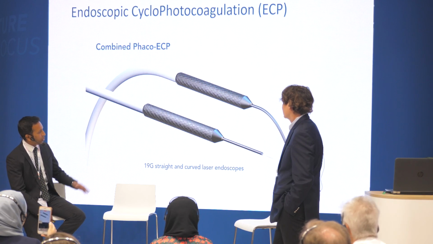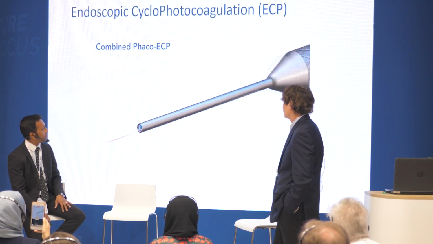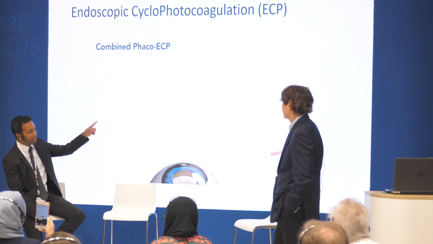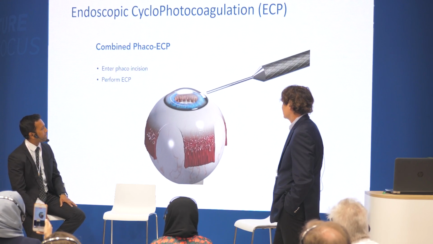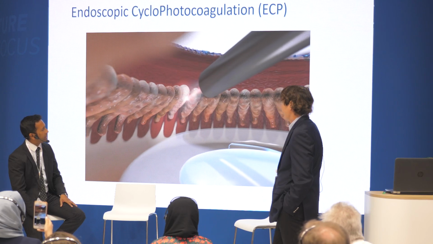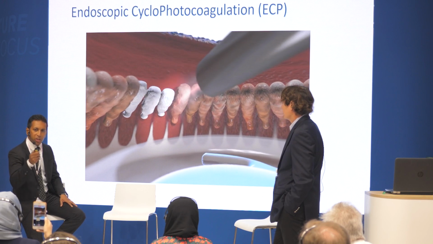So you've got the straight probe or the curved probe. People will have certain preferences. And this is what we talked about. You've got the image in the middle, you've got the light, and then below that the laser. And this really is, you start at the base of the ciliary processes and you slowly work your way up.